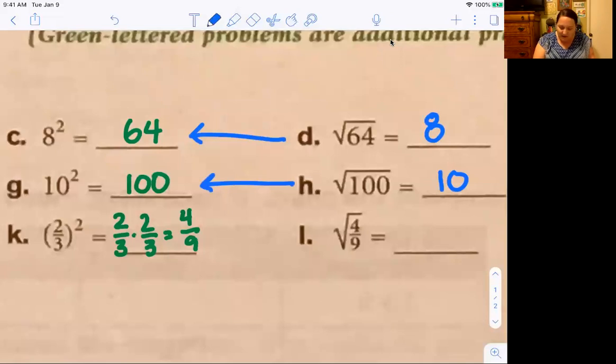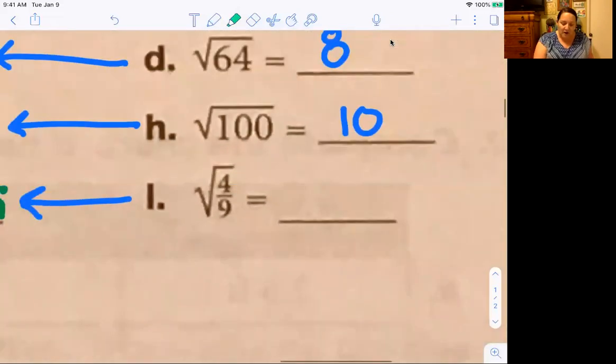Well, let's think about letter L. We can look over here, but let's think about letter L. When you have a fraction inside of a radical sign, or the square root of a fraction, ask yourself, are the two numbers, in this case 4 and 9, perfect squares? And in this case they are. So then we can find the square root.